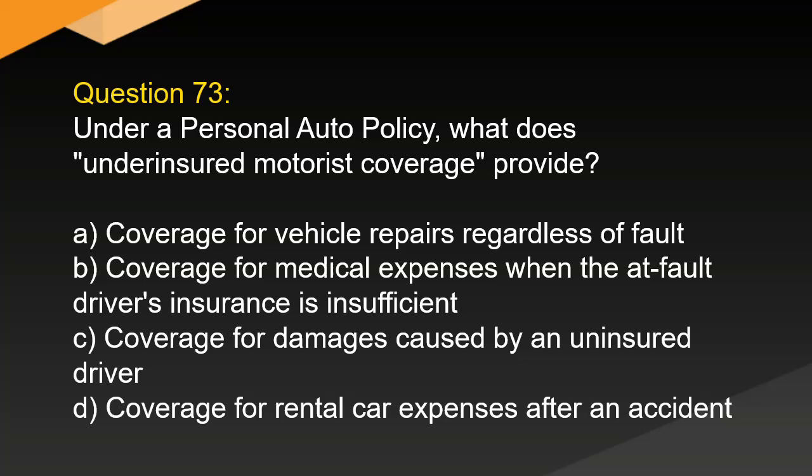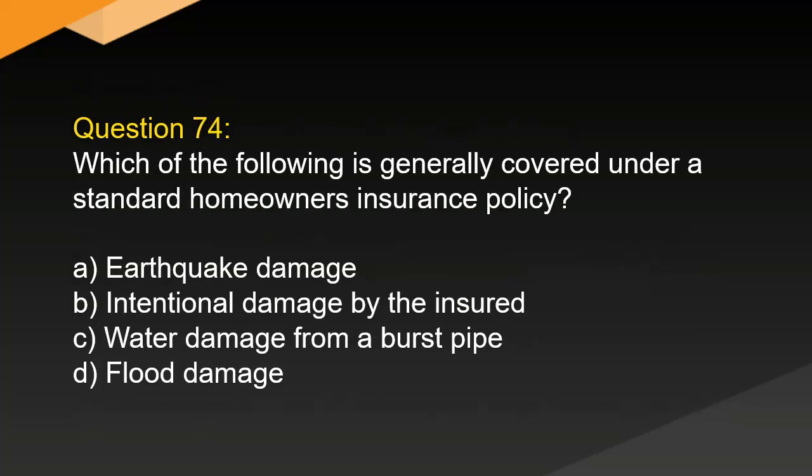Question 73. Under a personal auto policy, what does underinsured motorist coverage provide? A. Coverage for vehicle repairs regardless of fault. B. Coverage for medical expenses when the at-fault driver's insurance is insufficient. C. Coverage for damages caused by an uninsured driver. D. Coverage for rental car expenses after an accident.